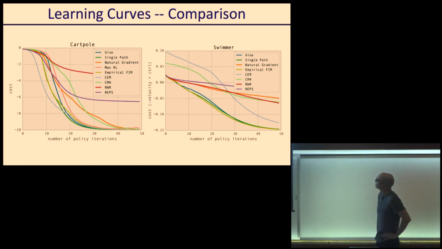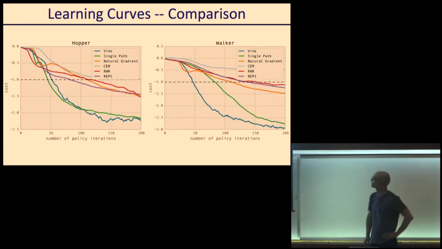The green and blue are two versions of TRPO. Vine and single path is what they're called here, because there are different variations of how to run it. We see that they are learning the fastest. Sometimes there's a bit of a tie still with some past reinforcement learning methods at the time, but they're always among the fastest. This is for the simpler environments, cart pole and swimmer. Then going to more complex environments, hopper and walker, we see that they strictly dominate compared to past methods.